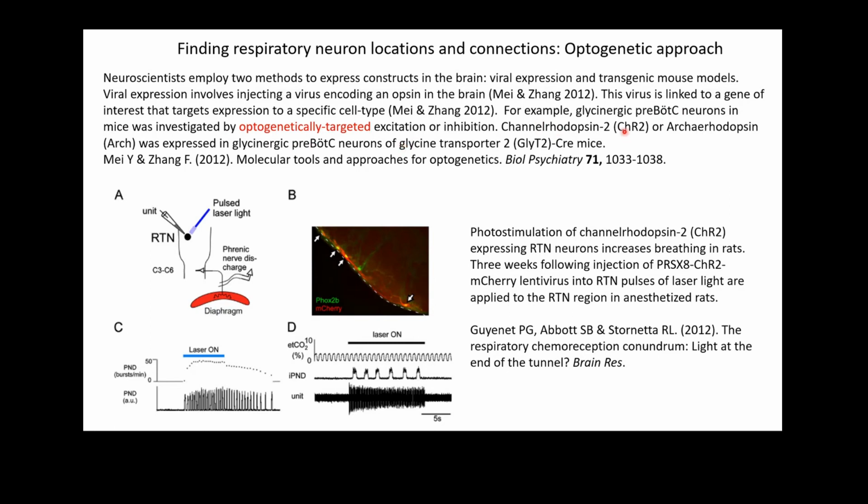And they used channelrhodopsin, and that was expressed. So now here we have the experiment. In the retrotrapezoid nucleus, we have an infected unit. It will respond to pulsed laser light. And what does it do? We will see if it changes phrenic nerve discharge by electro recording of that as it goes down to the diaphragm. And you can see here's the phrenic nerve discharge here.